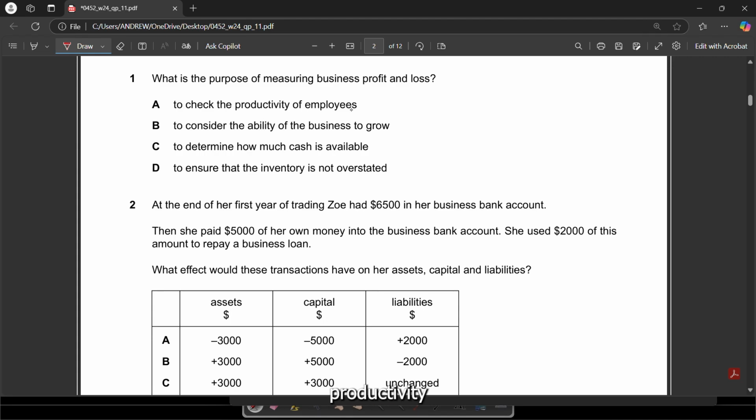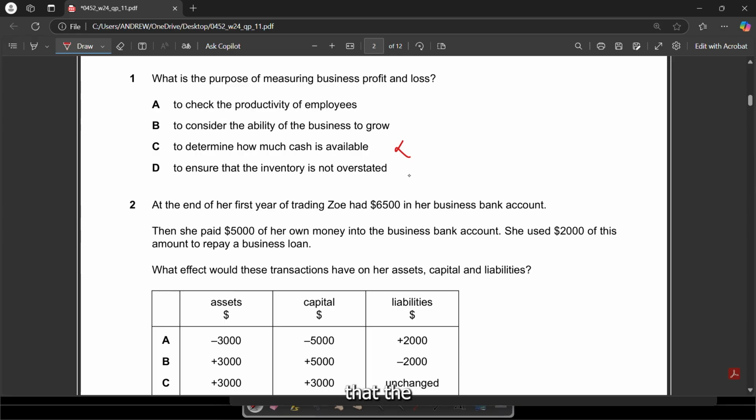A. To check the productivity of employees. B. To consider the ability of the business to grow. C. To determine how much cash is available. And the last option, D, to ensure that the inventory is not overstated. As you all know, we calculate profit and loss through the income statement, right? So cash is never a part of that income statement, because cash we record in the financial position. So C wouldn't be the correct option. So I'm just eliminating it.